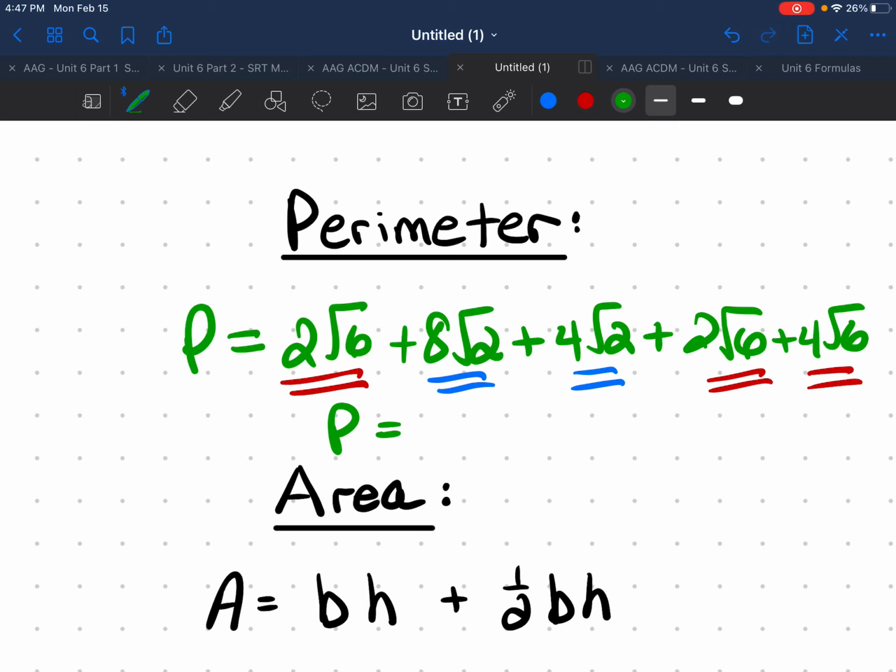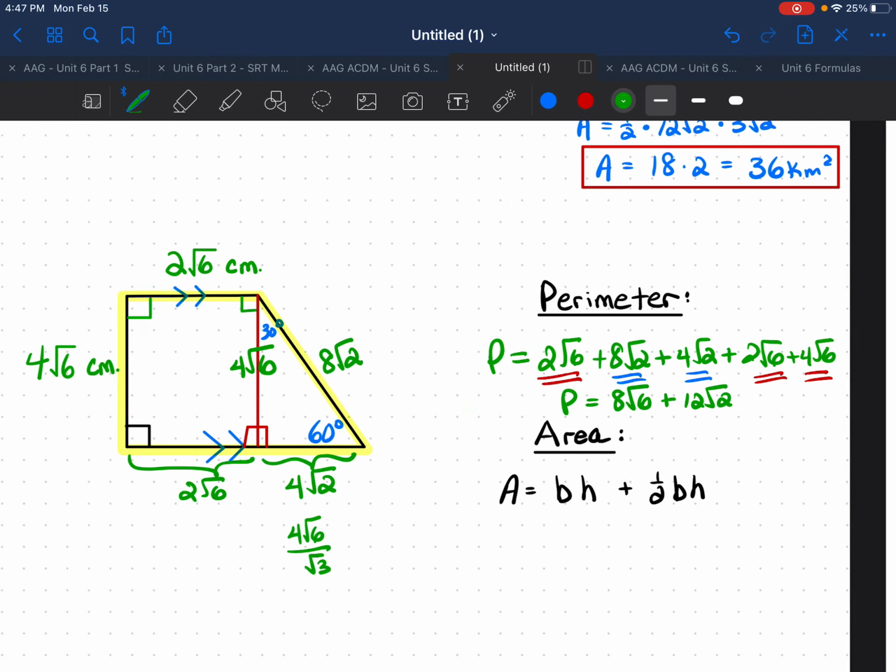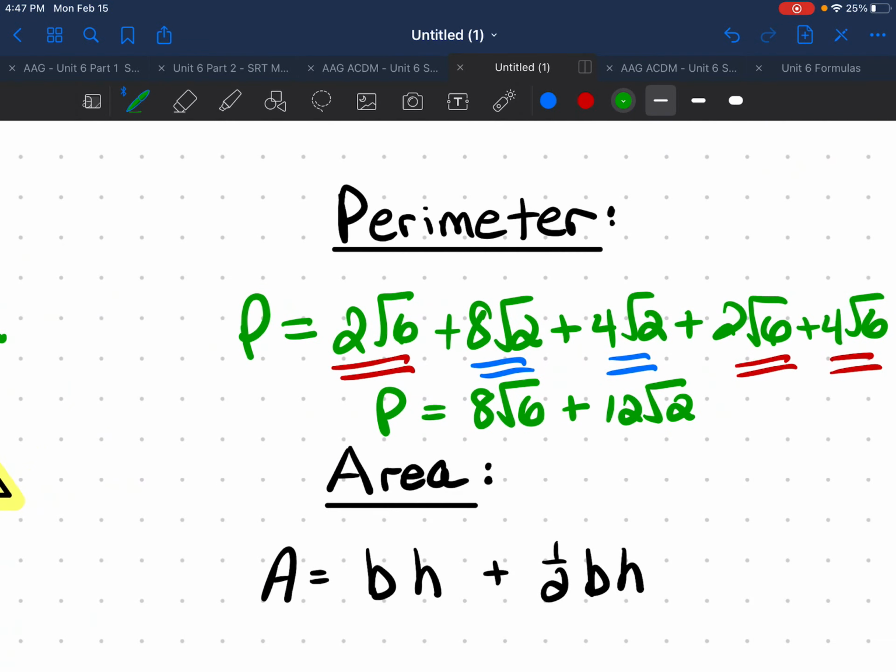So I have 2 radical 6 plus 2 radical 6 plus 4 radical 6. So 2 plus 2 is 4 plus another 4 is 8. So I have 8 radical 6 plus, now I'm going to have 8 radical 2 plus 4 radical 2, which will be 12 radical 2. And then did we have units over here? We did. It was centimeters, okay? So now I'm going to come back and put centimeters on my perimeter. All right, done deal, finished, because these are unlike radicals. We have found the perimeter.